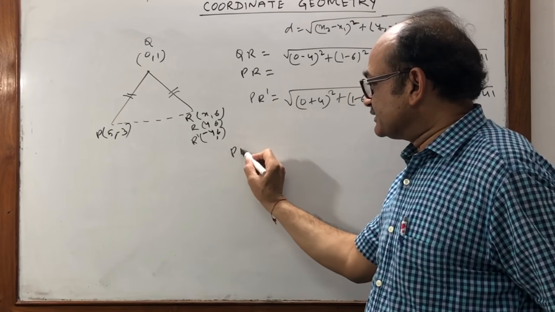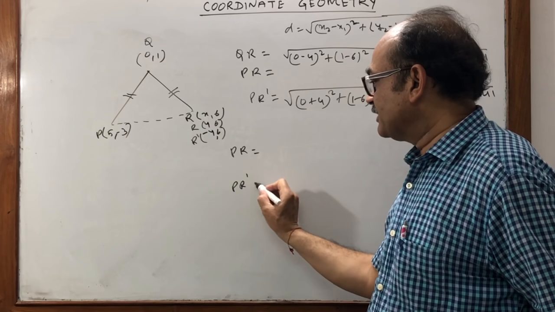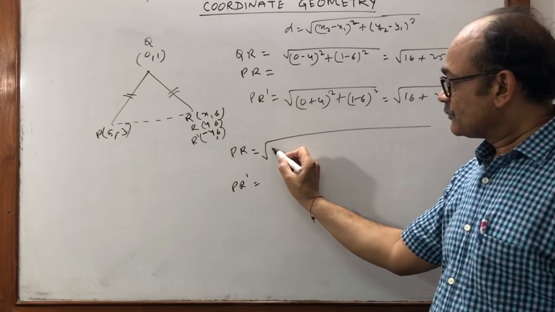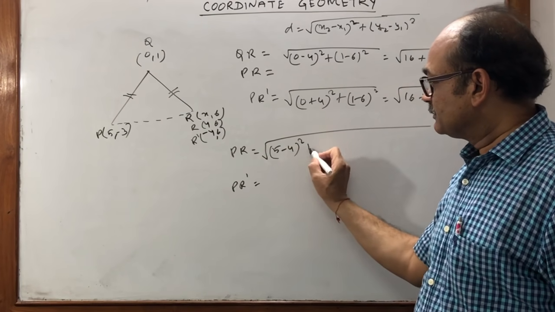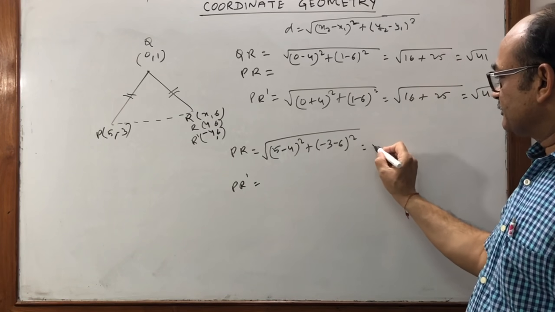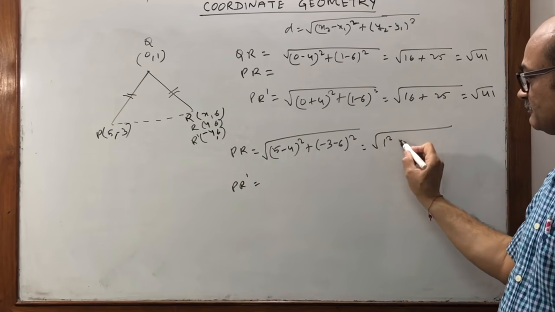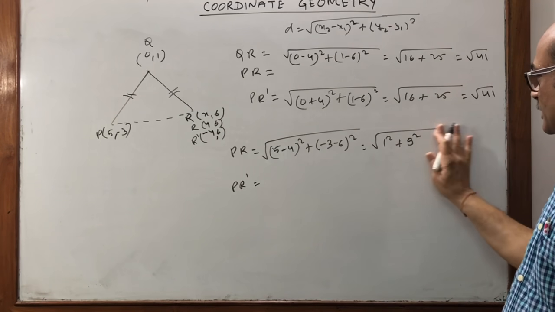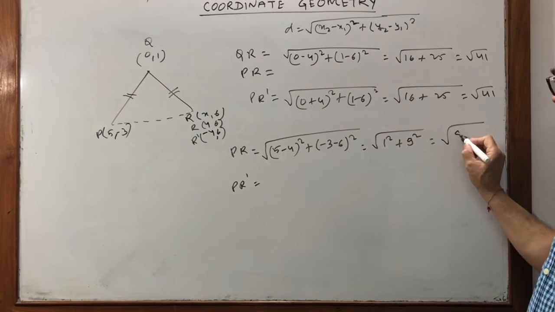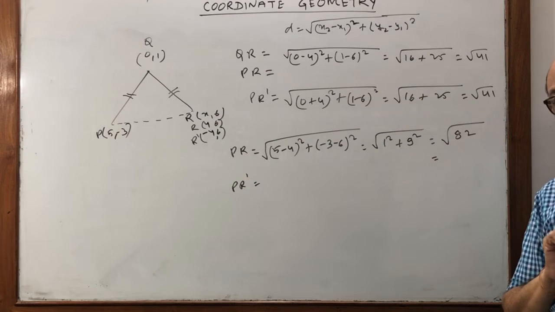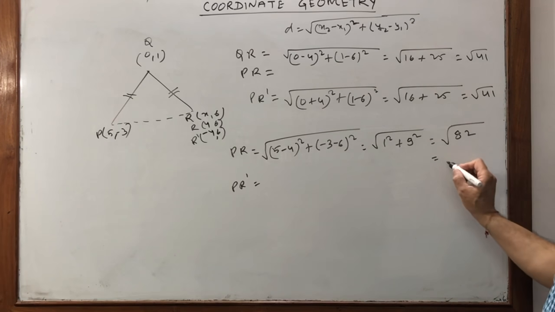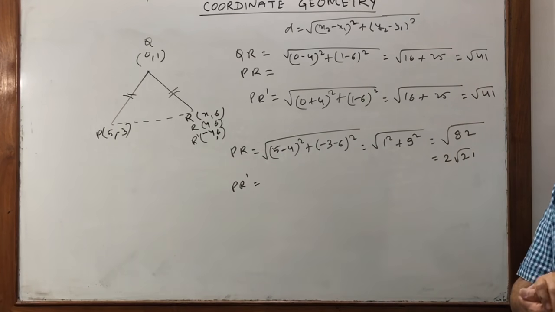Again we have two distances, PR and PR dash. First PR: 5 minus 4 and minus 3 minus 6. Solve it: 1 square plus 9 square, that is 81 and 1, 82. And 82 we can write as 2 root 41... that is, root 82.